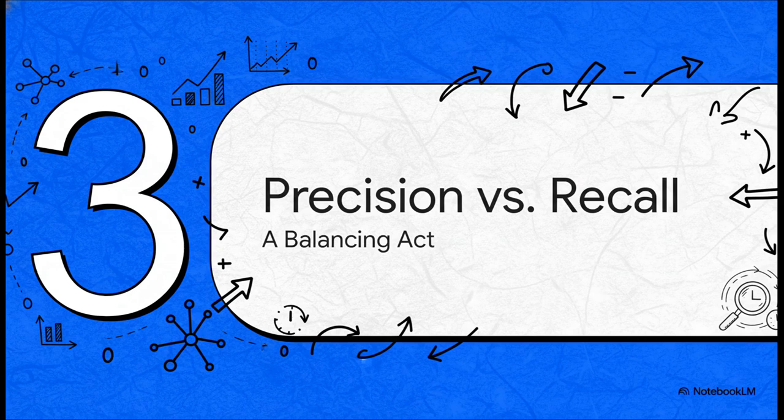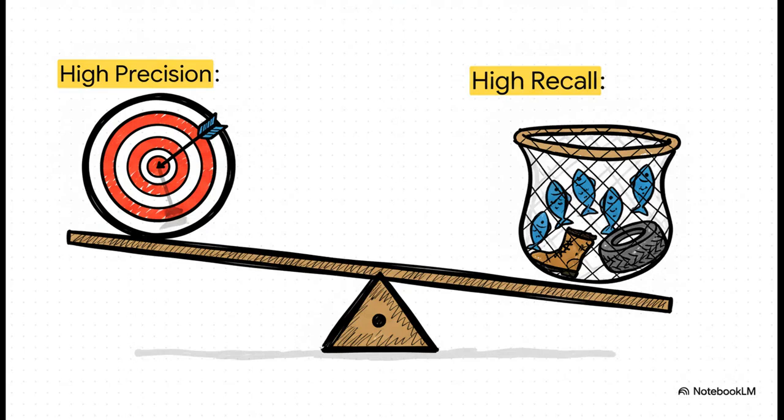It's a constant balancing act between 2 really important ideas, precision and recall. Let's use a spam filter as an example, because it's perfect here. What do you want more? Do you want high precision, where your filter is super cautious and never ever throws an important email from your boss into the spam folder? Or do you want high recall, where it's like a super aggressive guard dog that catches every single piece of spam, even if that means a few of your newsletters get flagged by mistake? See the problem? It's a trade-off.